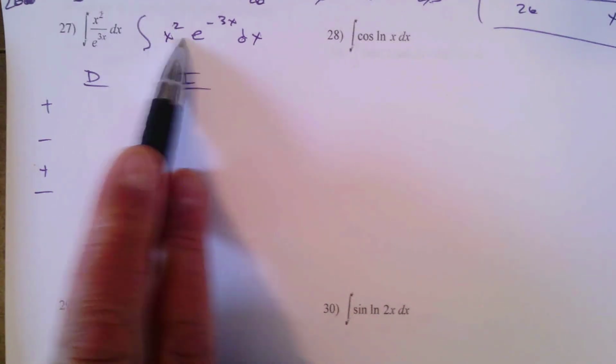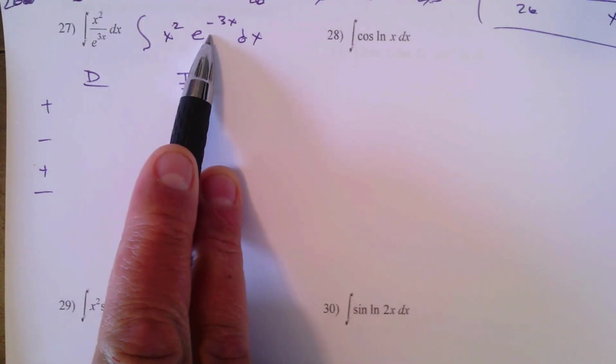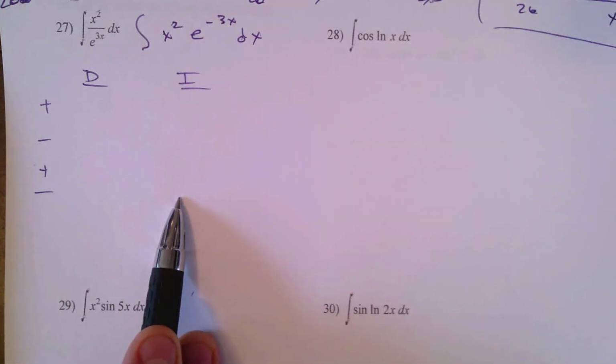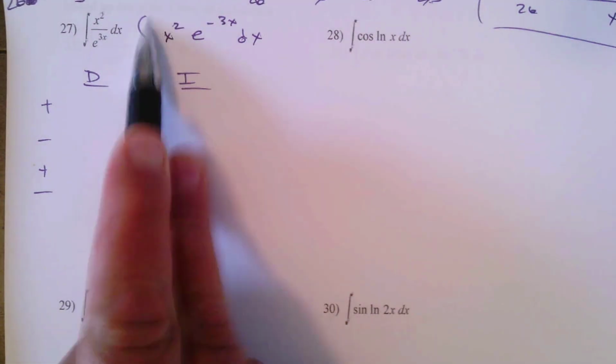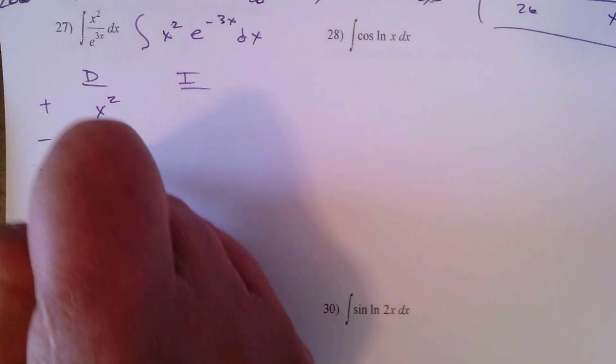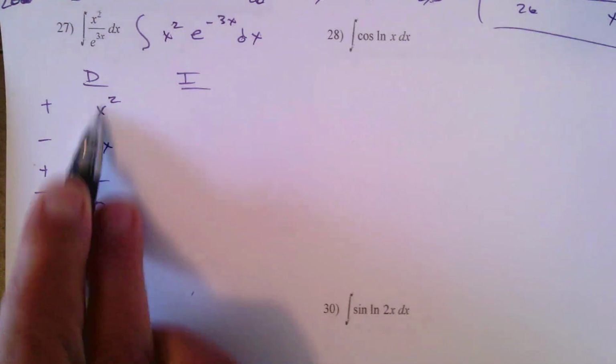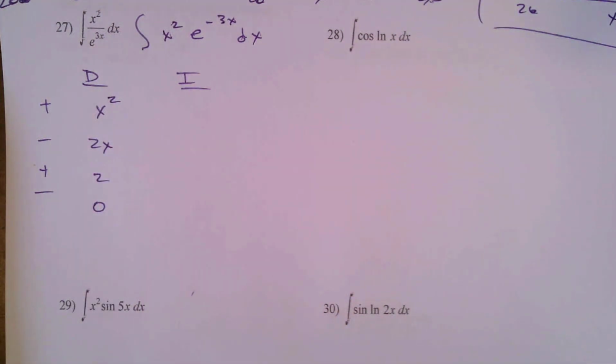So here we have a polynomial and we have an exponential. If we differentiate the exponential, it's not going to disappear. If we integrate it, it's not going to disappear. However, if we differentiate the x squared, that will eventually disappear. So we have x squared, 2x, 2, 0, just taking the derivative until it gets to 0.